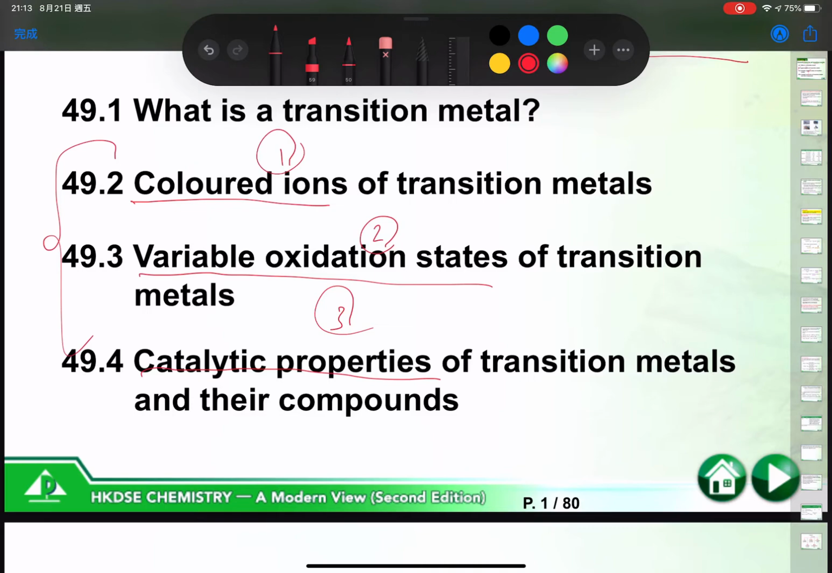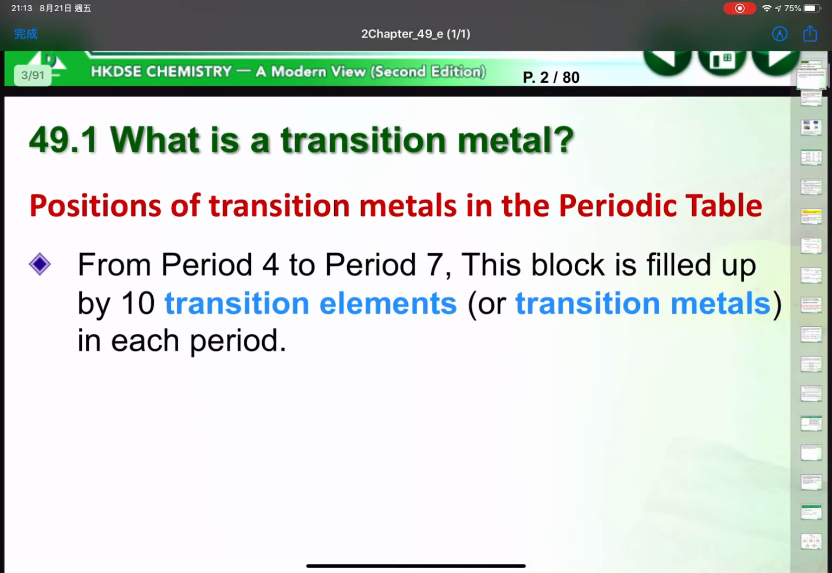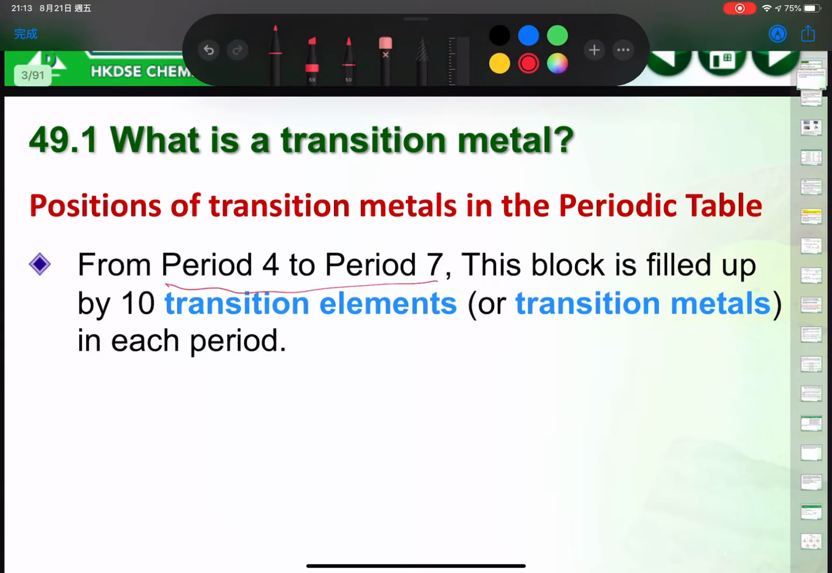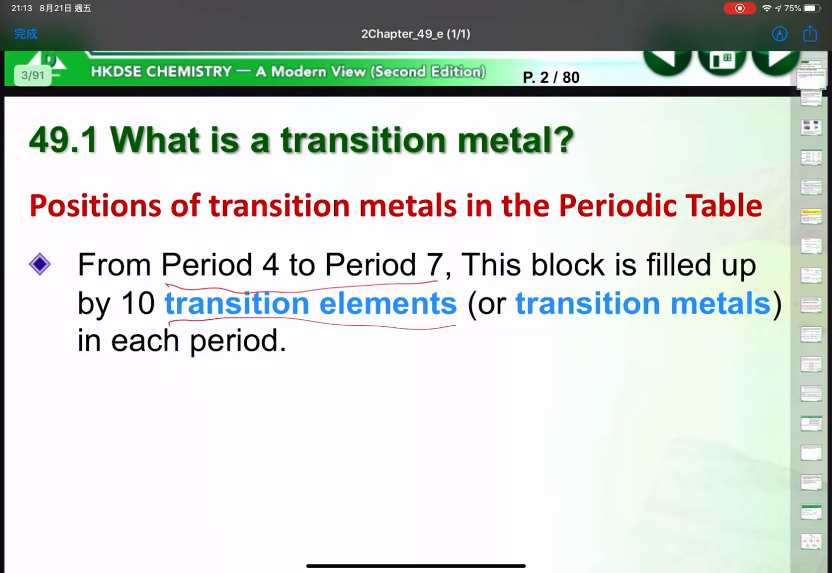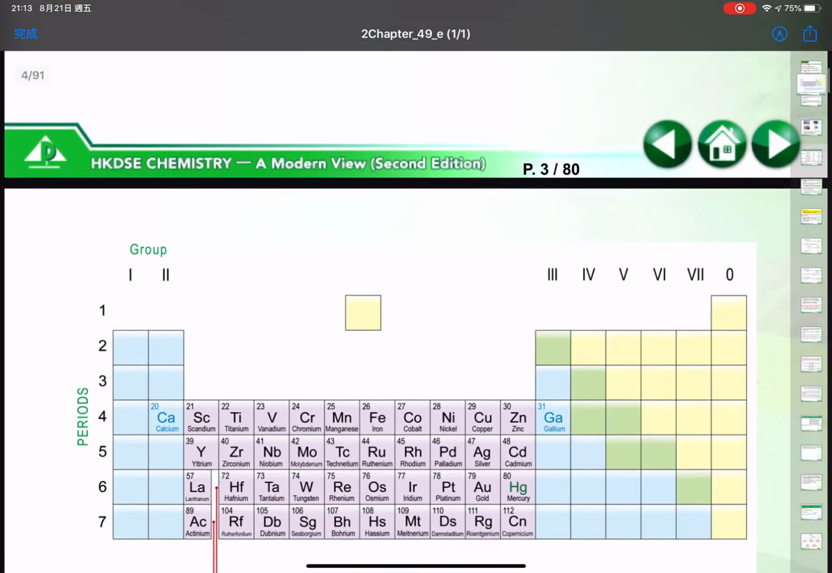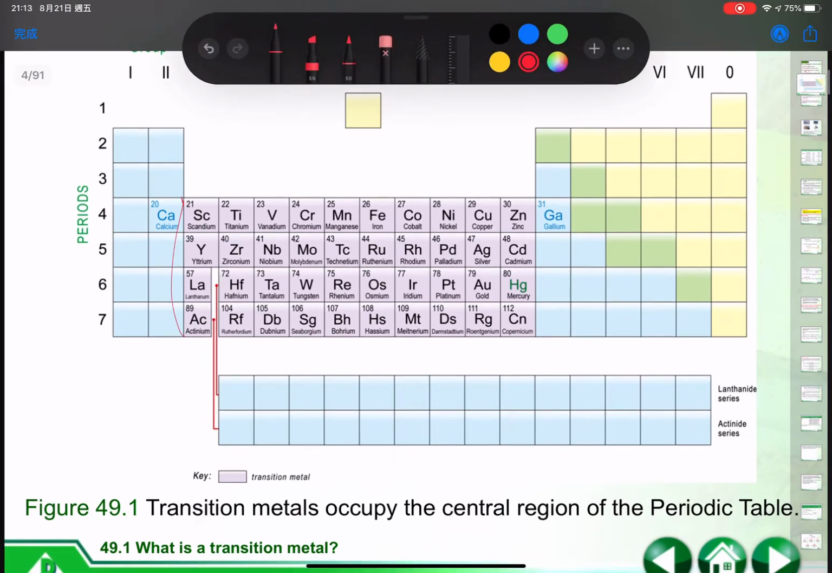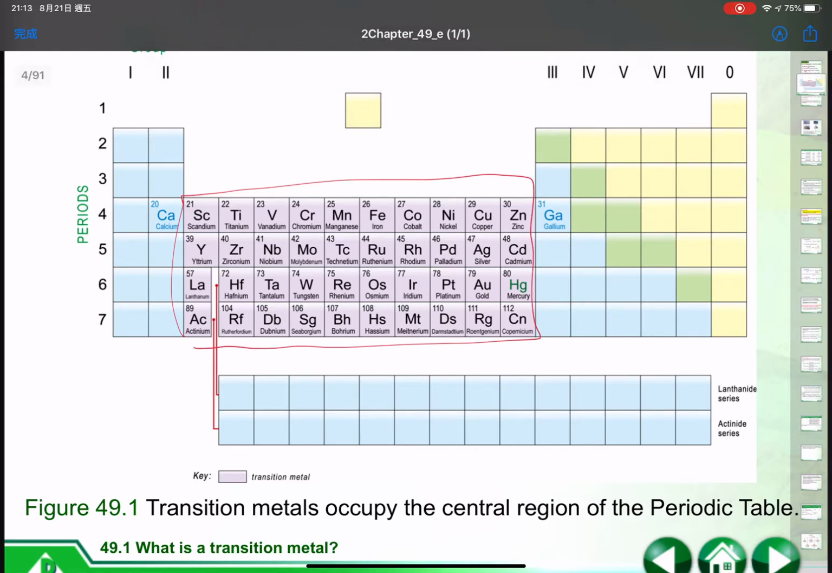So what is a transition metal? If you look at the periodic table, transition metals are from period 4 to period 7. This block is filled up by 10 transition elements, and we call them transition metals. In our syllabus we seldom talk about this other part, so you will use this chapter to focus more on the transition metals here.